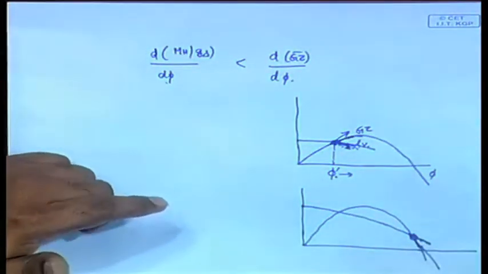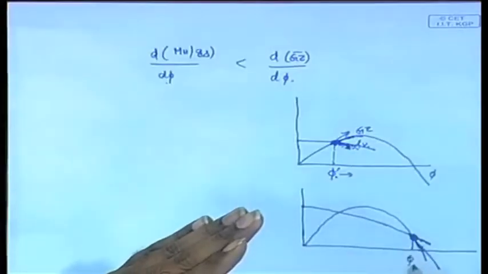So, what does it mean? The healing moment is always greater, or the righting moment is always less, the resistance is always less than the force acting. That means there is always motion, it will continue to move. Therefore, the moment it crosses this phi 2, it will continue to move, because the resistance is less than the force acting. So, the force causes it to keep moving and it will capsize. There is nothing to stop it from capsizing.